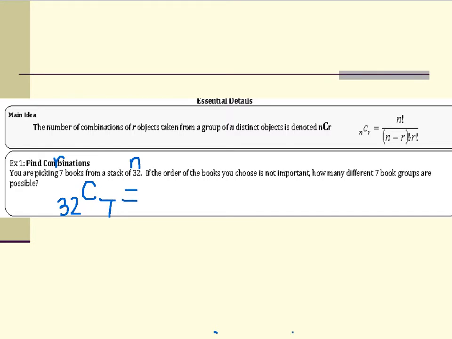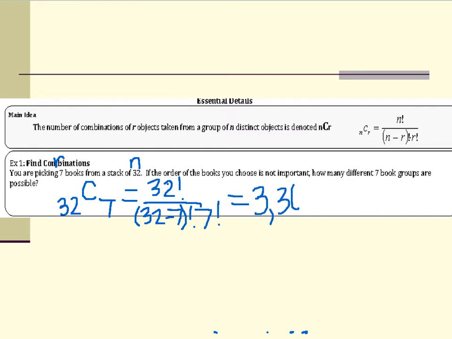So my N is 32, so I'm going to do 32 factorial over, and on the bottom, I'm going to do 32 minus 7 factorial times 7 factorial. And if you put that in your calculator and simplify, you get 3,365,856. So that is quite a large number.